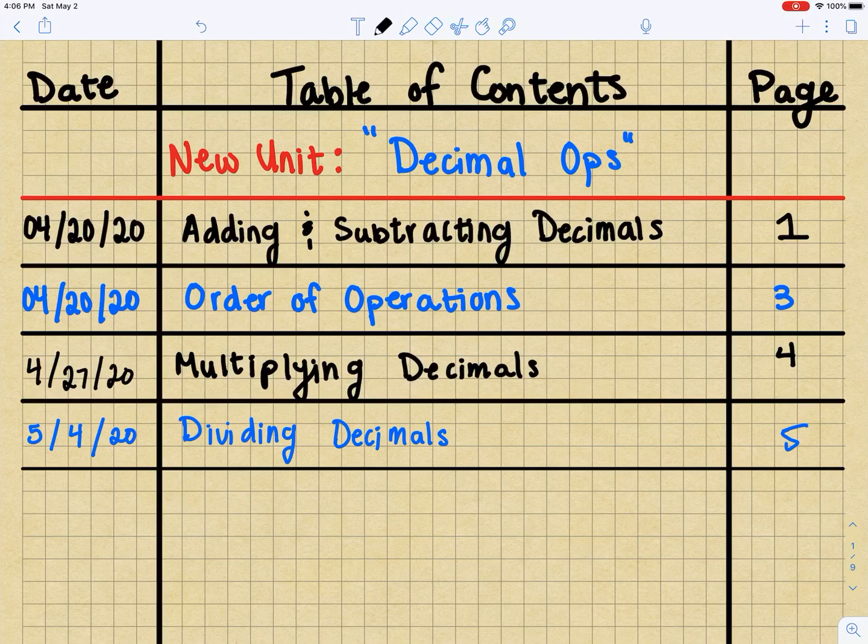If you are following along in your own spiral notebook at home, here's my updated table of contents, so that way you guys can update it as well. Here we just added dividing decimals, and I'm on page 5. You may not be, and that's okay.